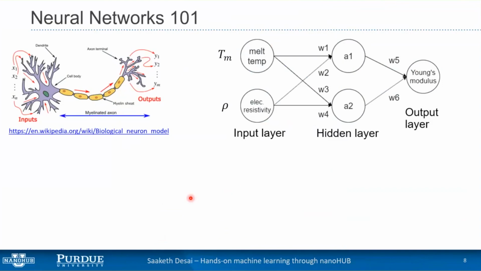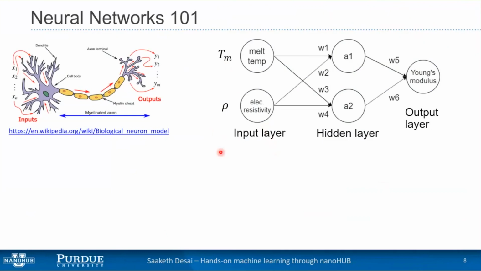Okay? So consider this network here. We saw how training for the Young's modulus with just the melting temperature as an input isn't quite good enough. The linear regression wasn't quite good. So maybe we'll throw in one more quantity, the electrical resistivity. And let's call them Tm and rho. Can we use these two quantities to make a prediction for the Young's modulus? So here's a simple neural network.